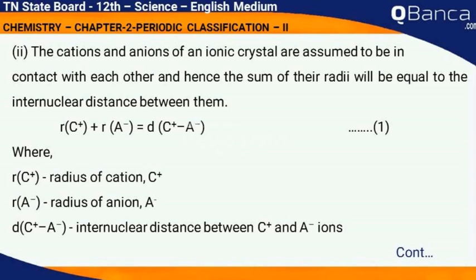R of C+ plus R of A- is equal to d of C+A-, where R of C+ is the radius of cation C+, R of A- is the radius of anion A-, d of C+A- is the internuclear distance between C+ and A- ions.